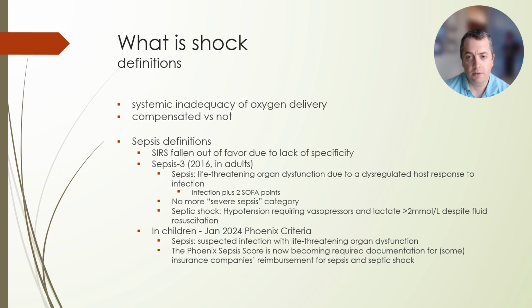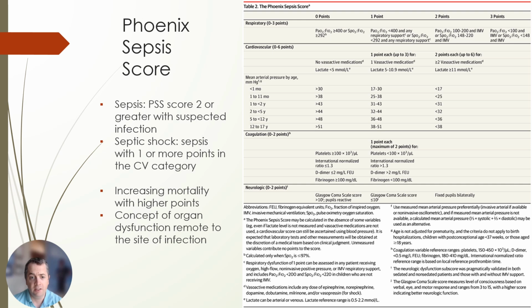In children, January 2024 was released the Phoenix criteria defining sepsis as suspected infection with life-threatening organ dysfunction, which is similar to the adult definition. The Phoenix sepsis score, which we'll talk about on the next slide, is becoming occasionally required documentation for some insurance companies' reimbursement for sepsis and septic shock. What is the Phoenix sepsis score?